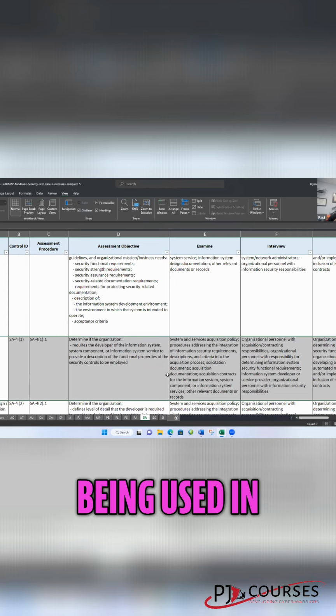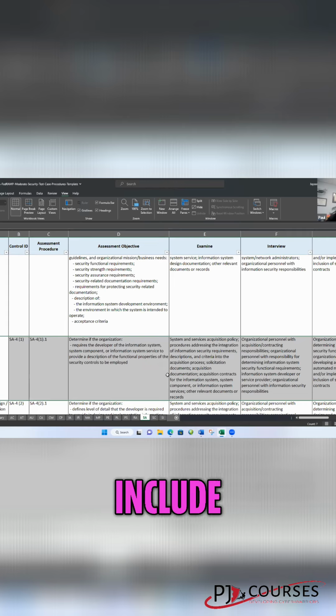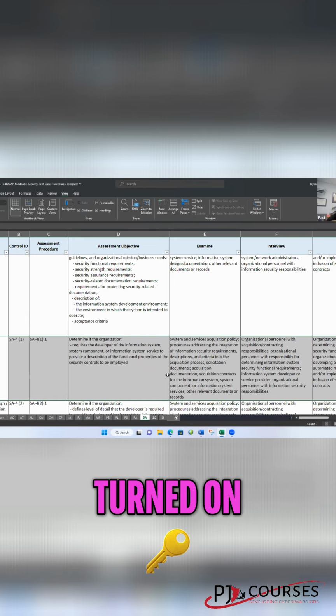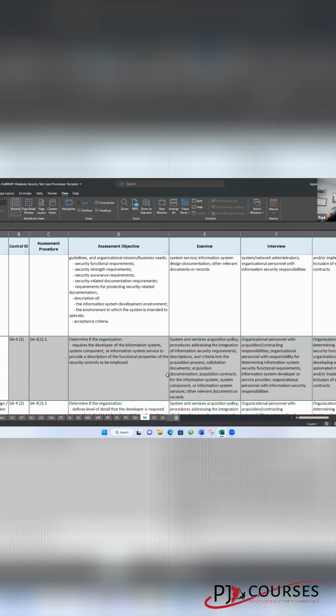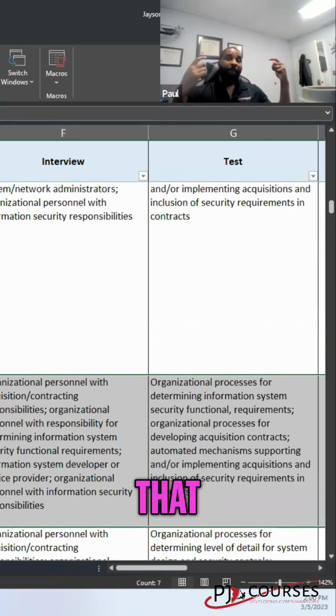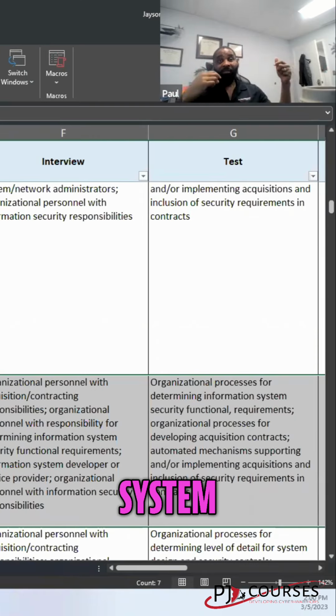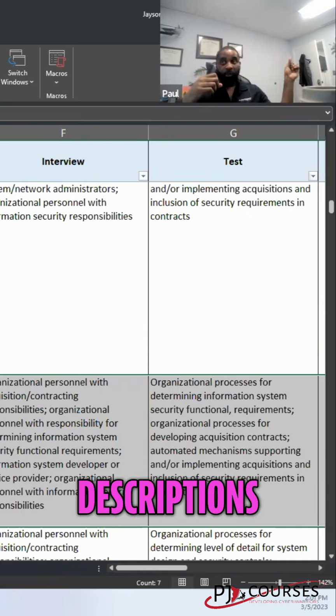And before it is being used in production, part of that user manual should include the functional properties to say, hey, if you want to encrypt things, this is where you go to make sure that the encryption is turned on. If you want to make sure that, I don't know, certain unsecure ports and protocols are not running, this is how it needs to be done, right? But you need to make sure that the people that are developing the information system and information system services are certainly writing those descriptions out somewhere.